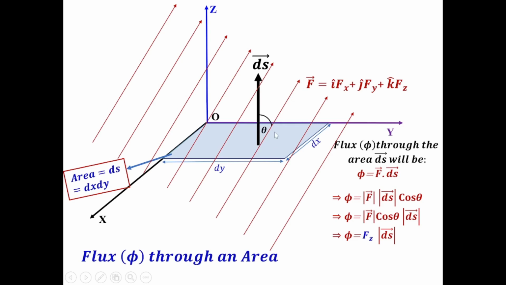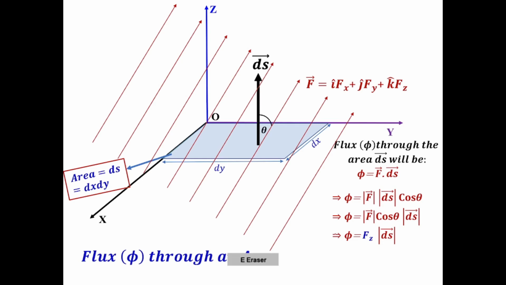If this is your vector field F, then along this direction is F cos theta, and this direction will be F sine theta. Okay, so here F cos theta is nothing but the component along the z direction, so only for that we wrote Fz. So here Fz into the magnitude of the area.